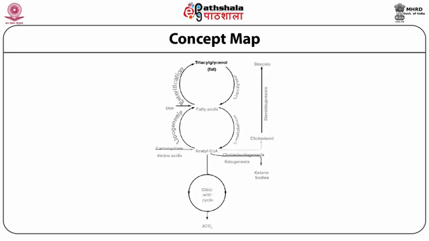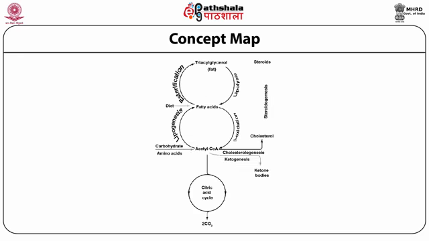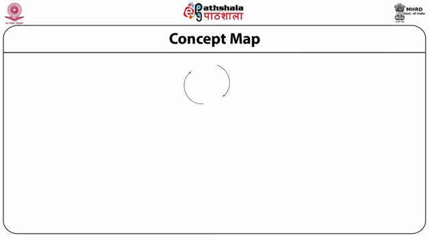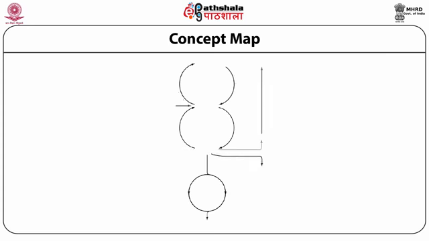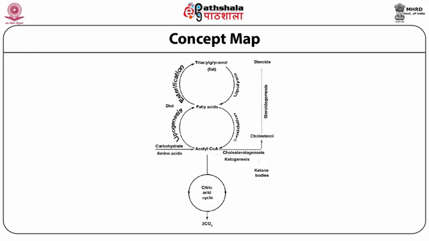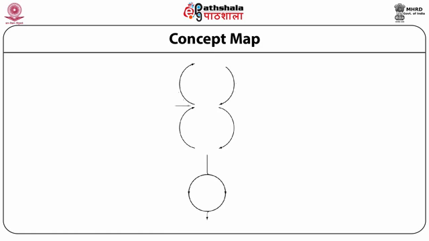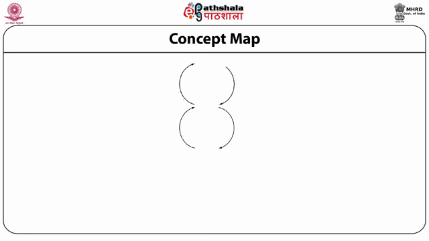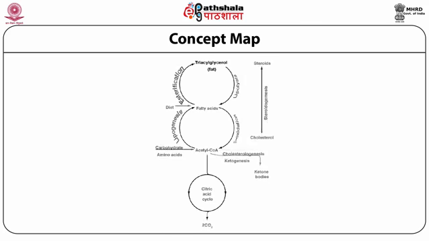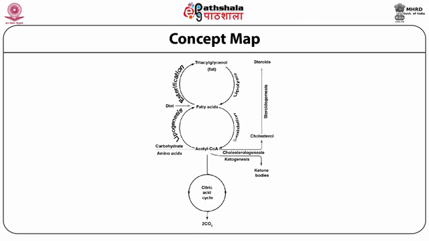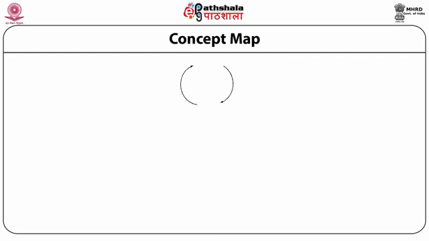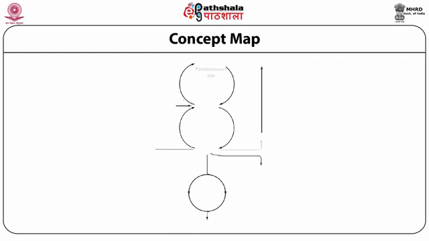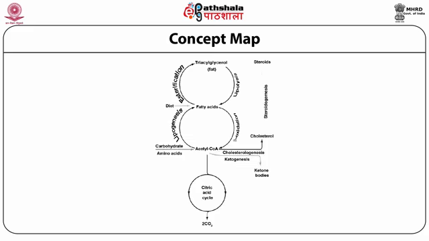In addition, to provide energy to the body, acetyl-CoA enters the Krebs cycle or the citric acid cycle or the tricarboxylic acid cycle to produce carbon dioxide and water, as well as release the energy which is utilized by the living organisms.